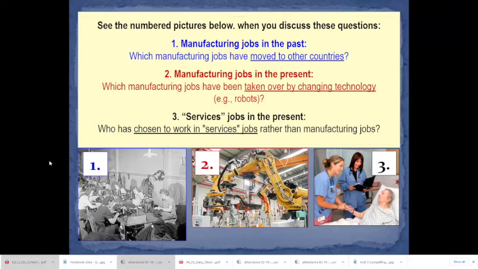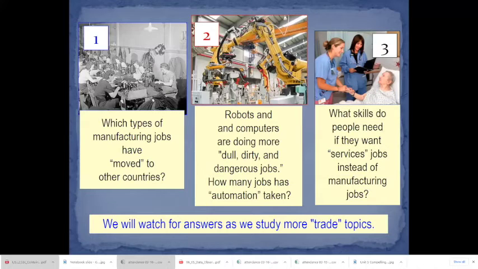So then we talk about the pictures, which are numbered to the questions. Which manufacturing jobs have moved to other countries, which have been taken over by technology, which is robots or computers, and who has chosen to work in the service job area rather than manufacturing jobs. And that's where a lot of our people have moved to, that were in those manufacturing jobs. So these are the 3 questions we are focusing the students on. And then as we study trade, they'll get more of that information to be able to support their answers when we ask them about the same thing near the end.